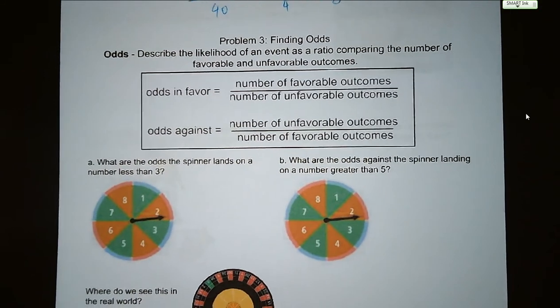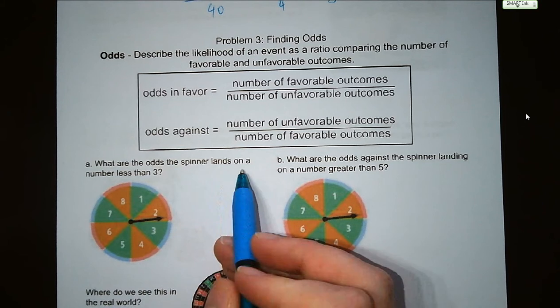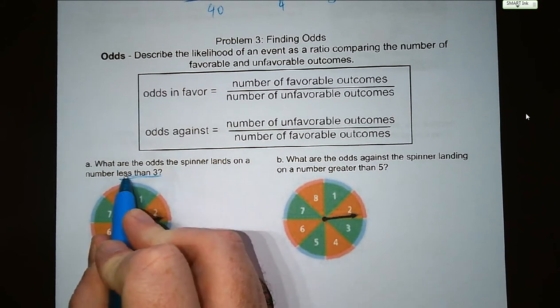Finding odds. Odds describe the likelihood of an event as a ratio comparing the number of favorable and unfavorable outcomes. So odds in favor would be the number of favorable over the number of unfavorable. Odds against would be the number of unfavorable over the number of favorable.